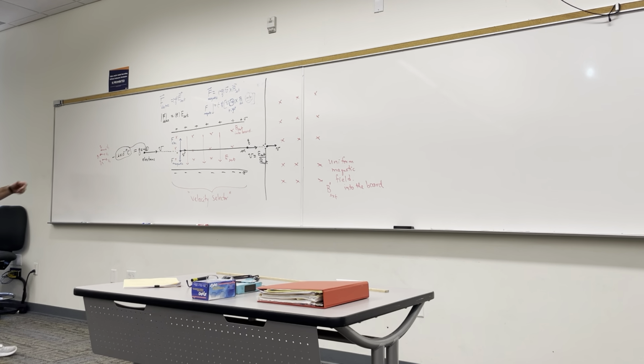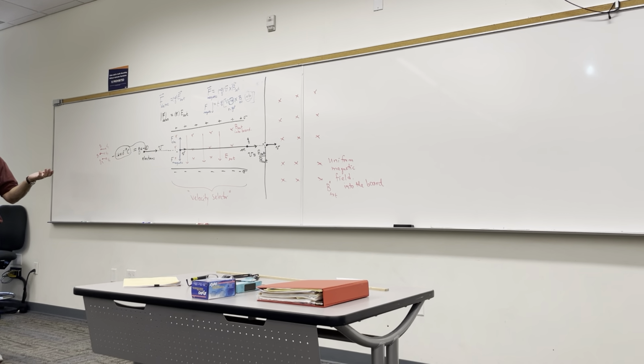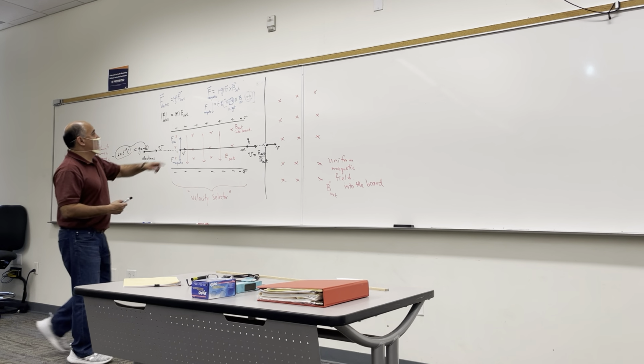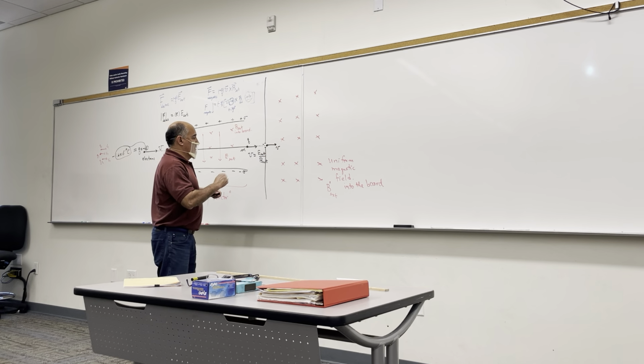Or, let's just say they're negatively charged particles. They don't even have to be electrons. Once they enter the magnetic field region, there's only a magnetic force. And which way is the magnetic force going to be? Down, right? Magnetic force is going to be down. So the magnetic force will be down.